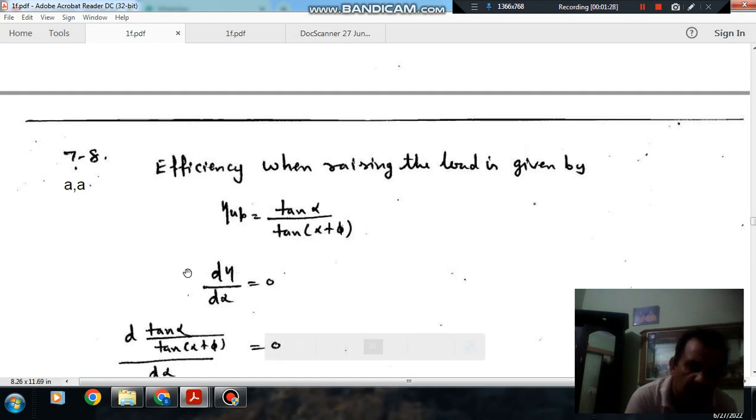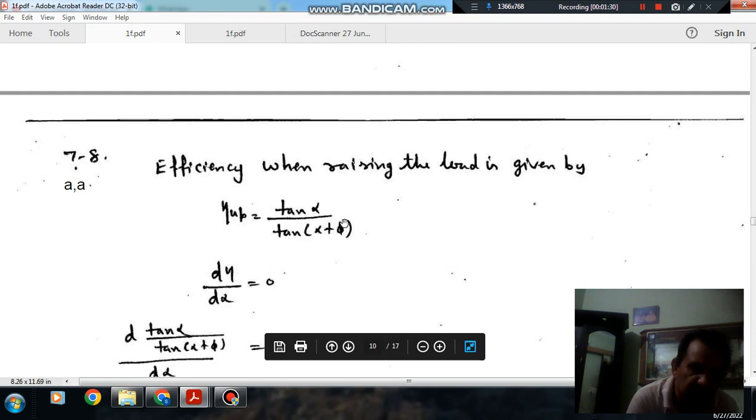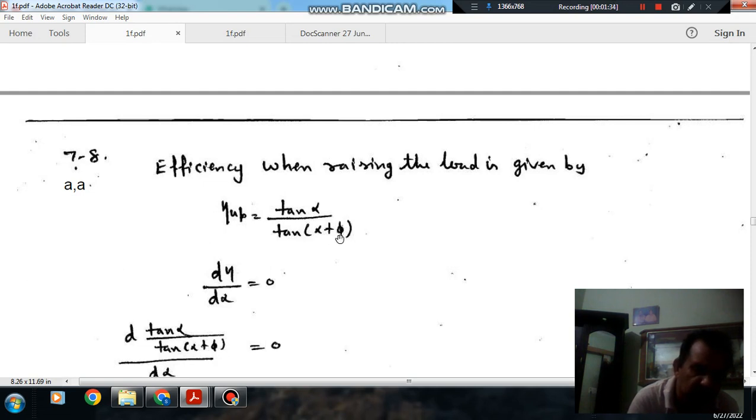As the coefficient of friction between the screw and nut is constant, since the material is the same, we are assuming that the coefficient of friction will not change. So this phi we are assuming constant. Now we can design alpha.